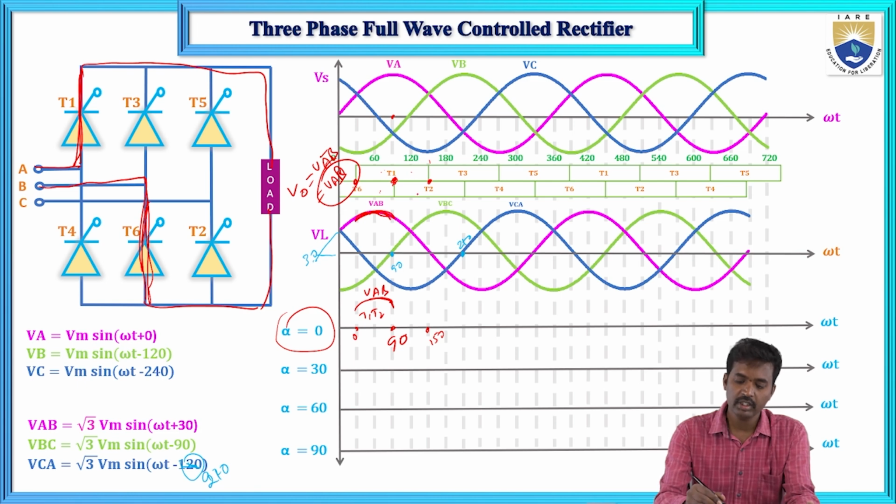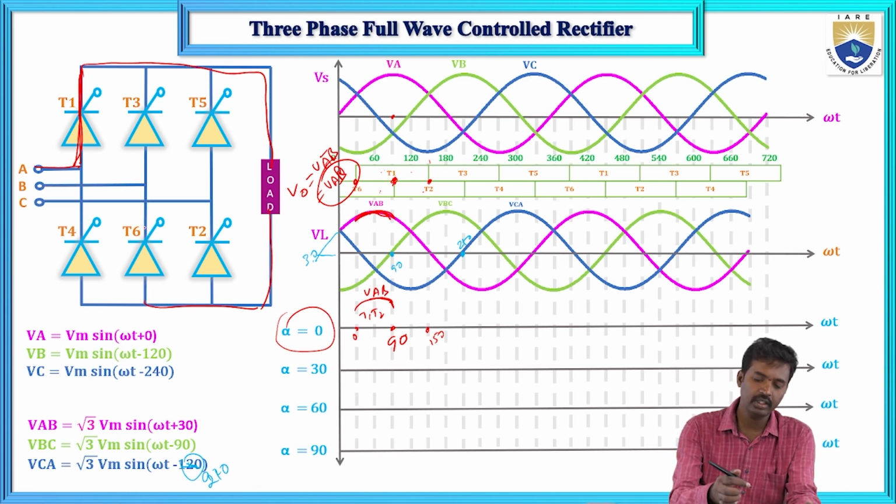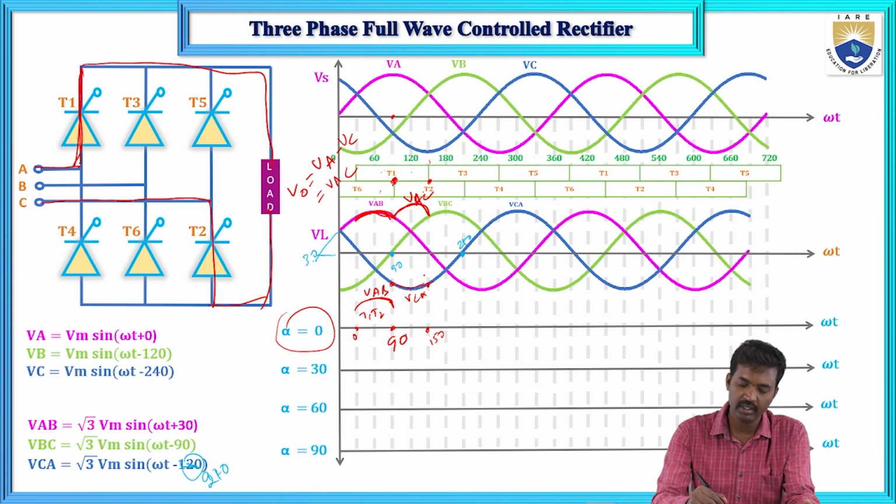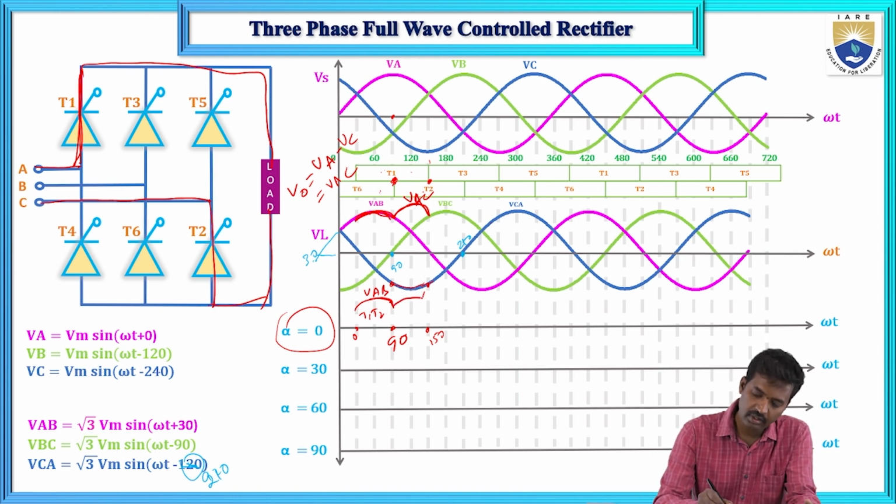Which thyristors will conduct? T1 and T2 will conduct. That is VA minus VC, which equals VAC. VA minus VC means VAC, this is the VCA waveform. It will follow this one. VAC is completely opposite to VCA. So here T1 and T2 will conduct, and before that T1 and T6 will conduct.